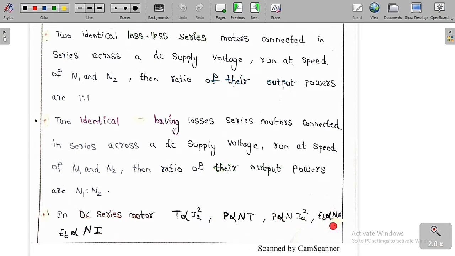And I have already told you Eb is proportional to N into phi. As phi is proportional to Ia, we get Eb is proportional to N into Ia. So Eb is proportional to N into Ia.